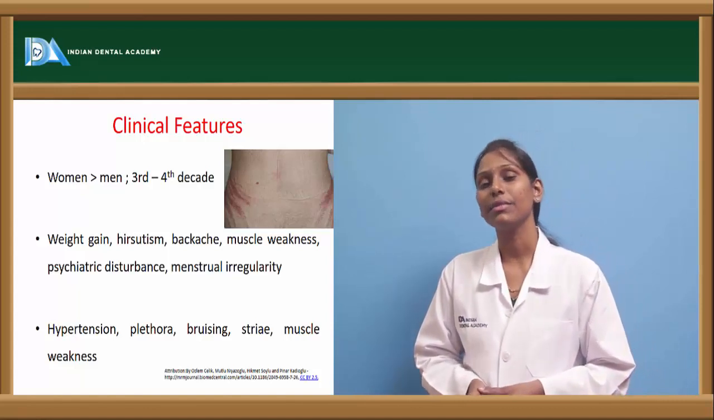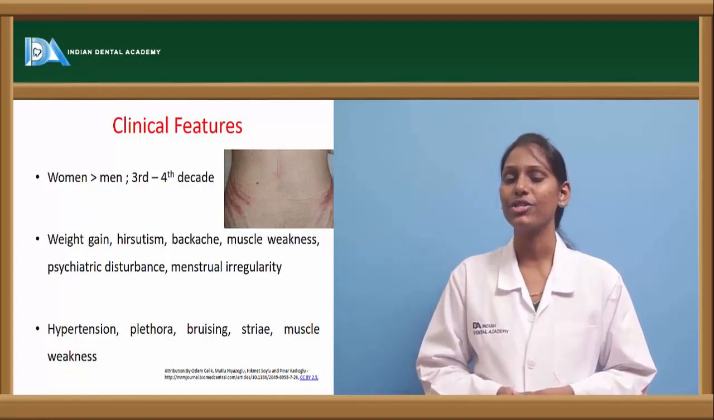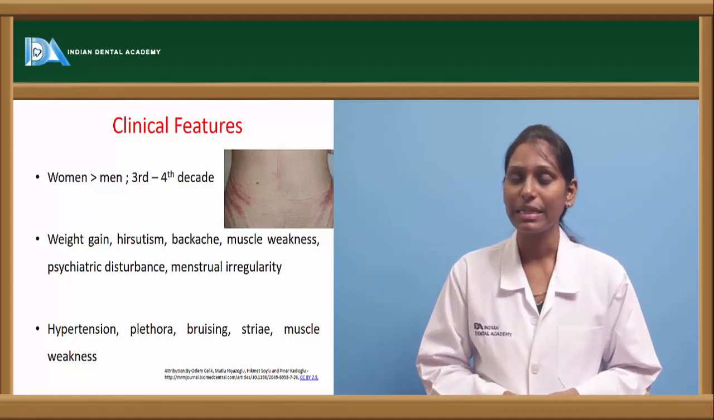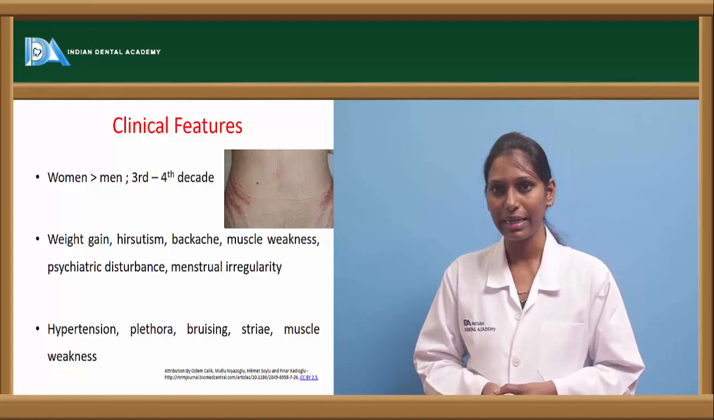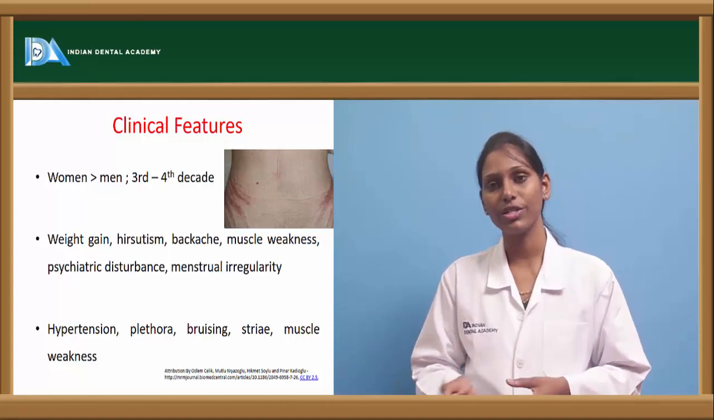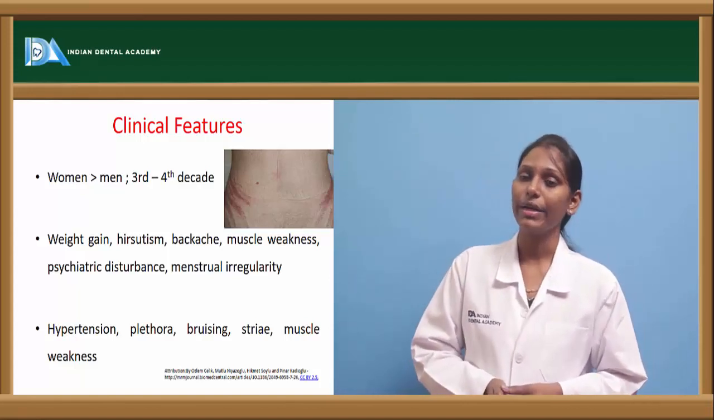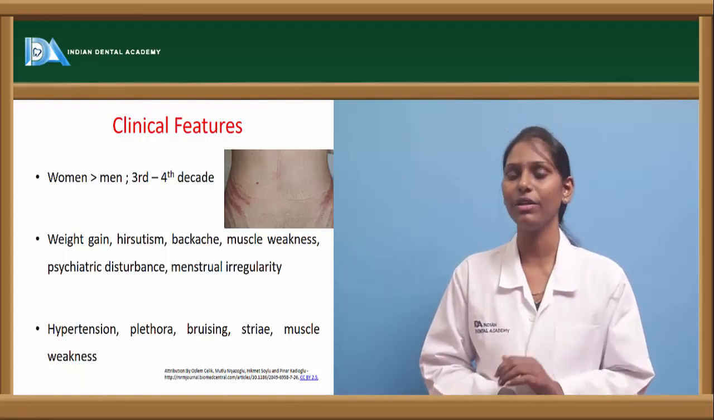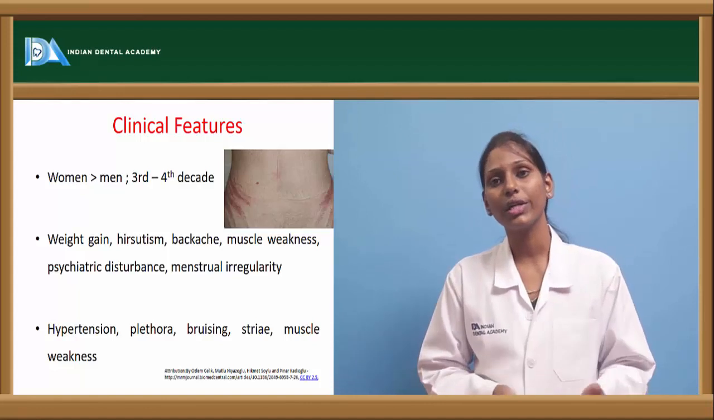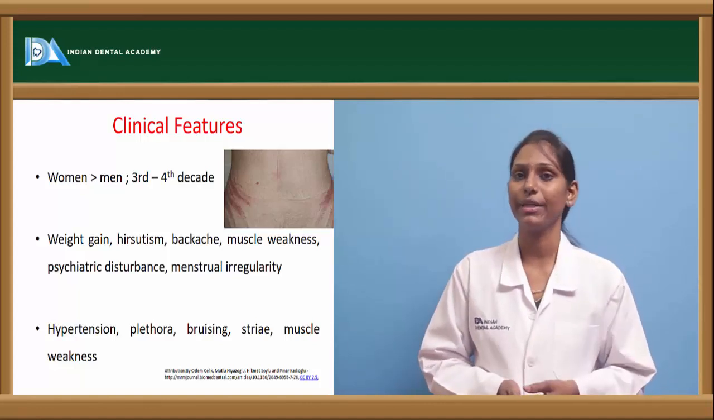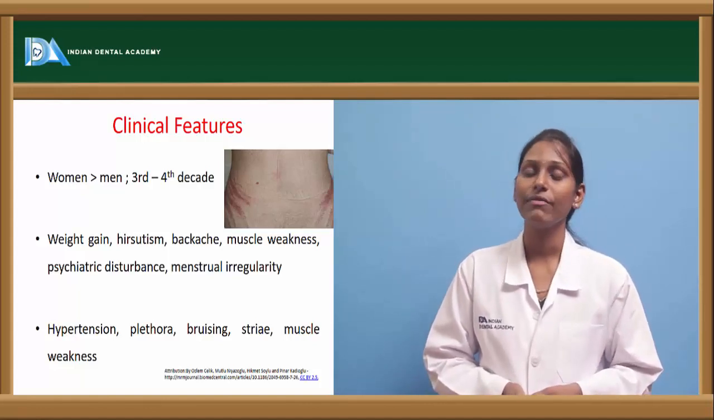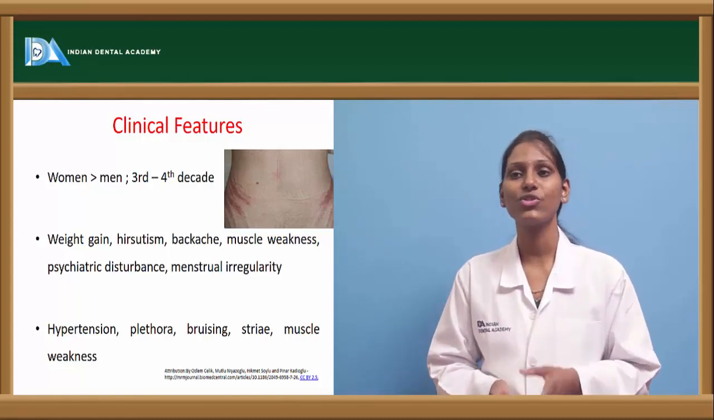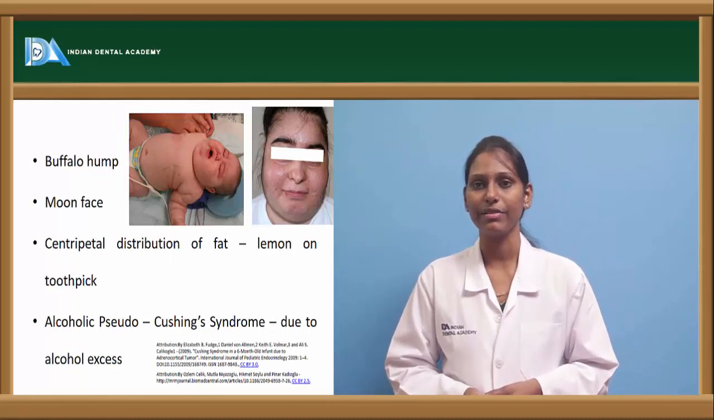Then other associated conditions are hypertension. Why hypertension? This is because whenever ACTH is stimulating the adrenal gland, along with corticosteroids, there will be mineralocorticoid excess also. A little amount of it has a stimulating effect even for mineralocorticoids. So when mineralocorticoids are increased, obviously there will be hypertension, right? And plethora will be seen. We can see easy bruising, thin skin, striae, and muscle weakness as other clinical manifestations.